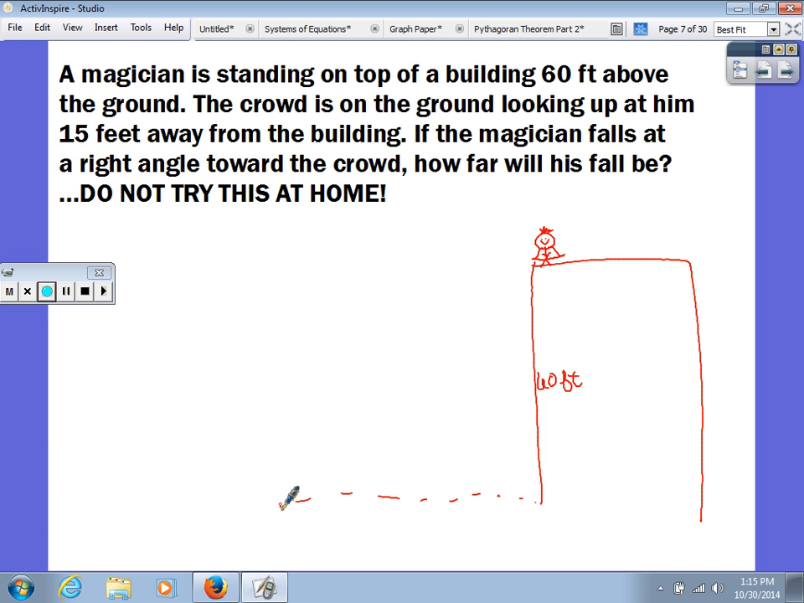The crowd is on the ground looking up at him 15 feet away from the building. So let's imagine that every single member of the crowd is standing in one cluster. And I know this story problem isn't super realistic because the crowd's going to be standing all over the place. They're not going to be standing in one spot. But let's just say for purposes of this problem that there's one person in the crowd and this person is standing right here. And they are 15 feet away from him.